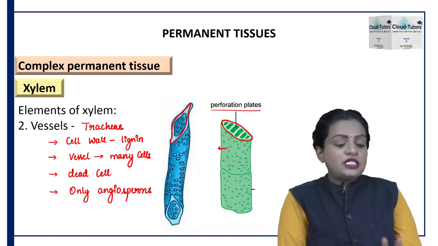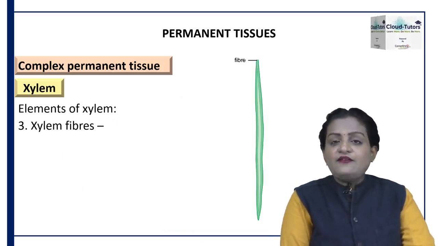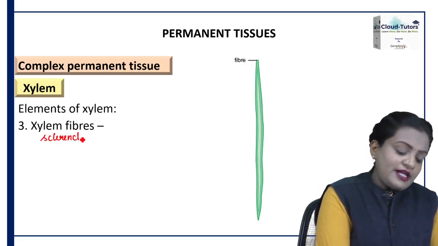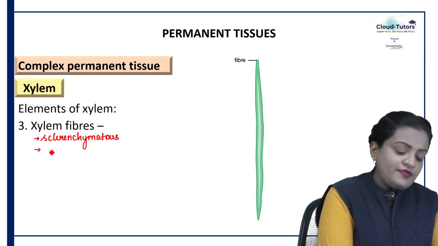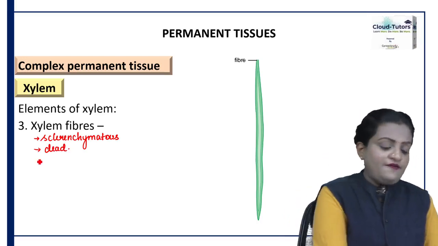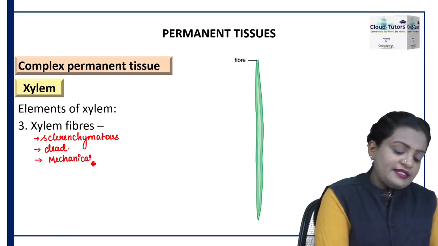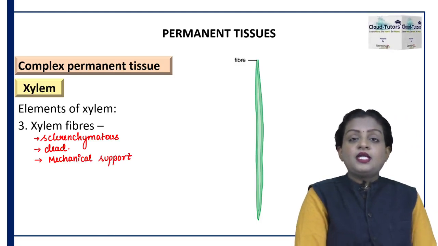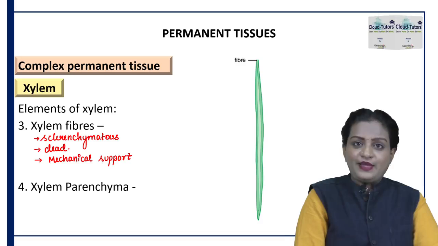Now coming to the third component or element in xylem, that is xylem fibers. Xylem fibers are sclerenchymatous in nature. Sclerenchymatous suggests it is lignified cell wall, and again xylem fibers are dead. So what is function of xylem fibers is it provides mechanical support to the entire plant body. Mechanical support.